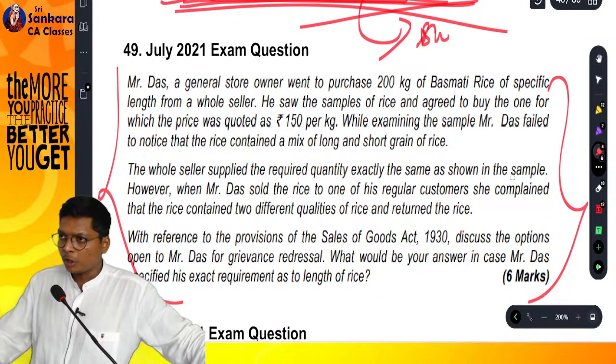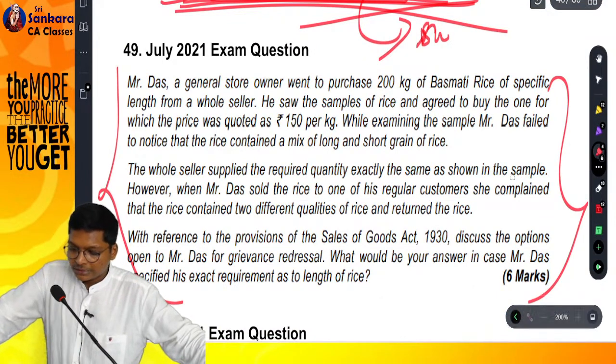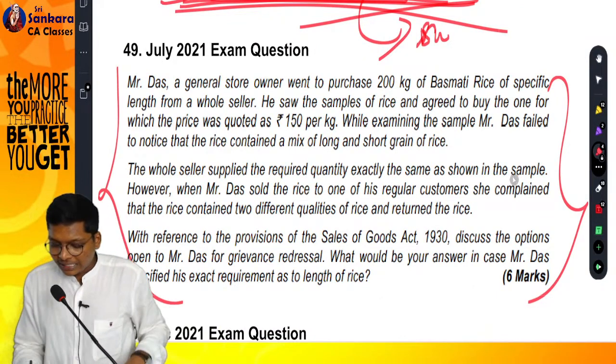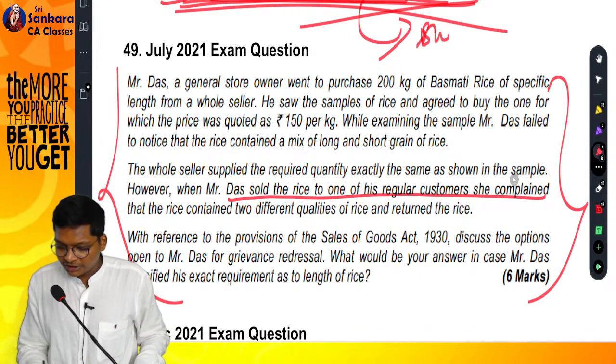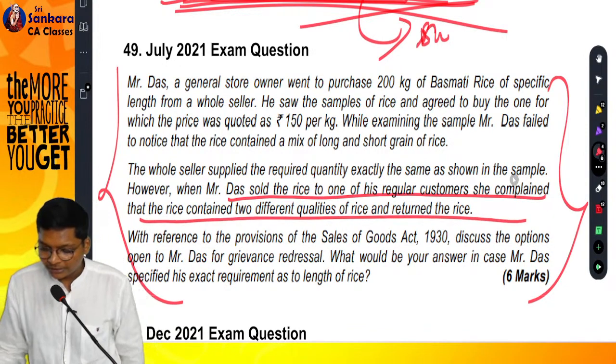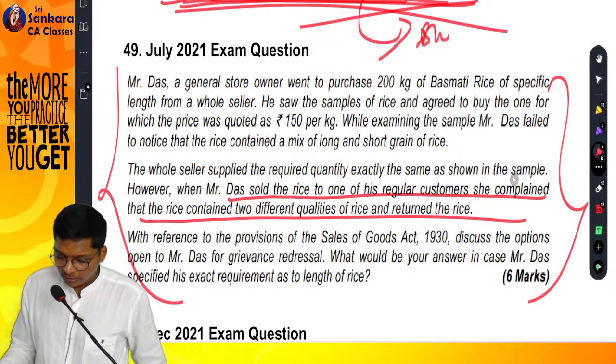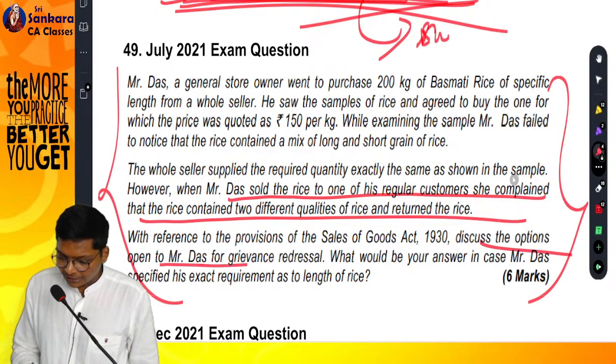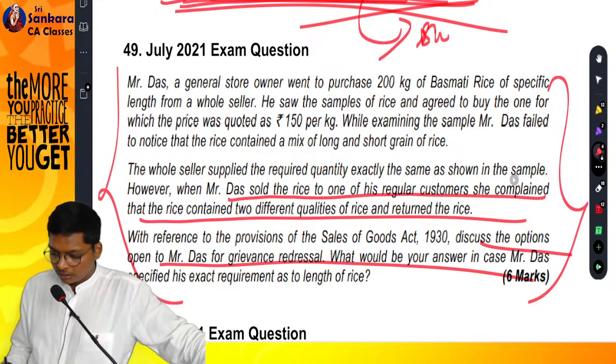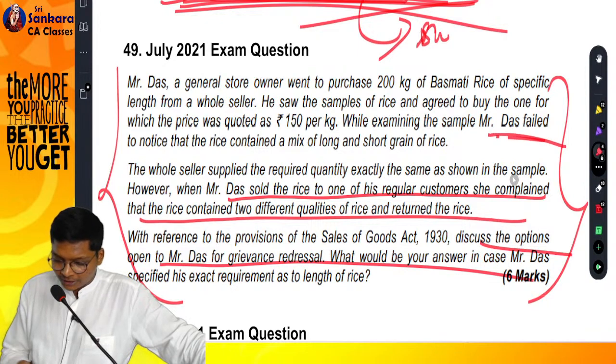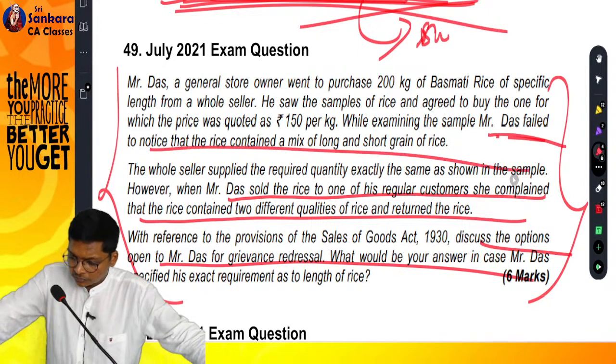Go to this, I think you already went through, guys. First one, Das sold the rice to one of his regular customers. She complained the rice contained 2 different qualities and returned the same. Discuss the options open to Das for grievance redressal. First option is what?